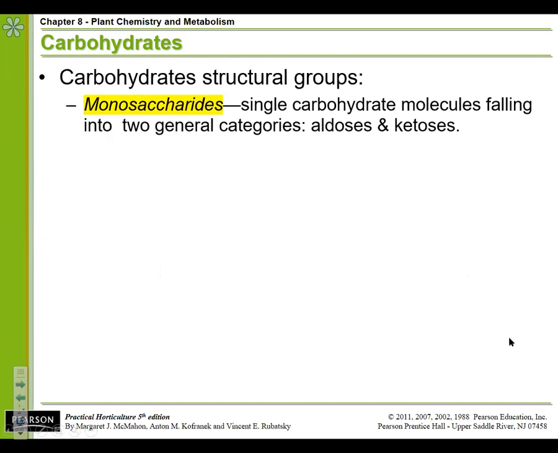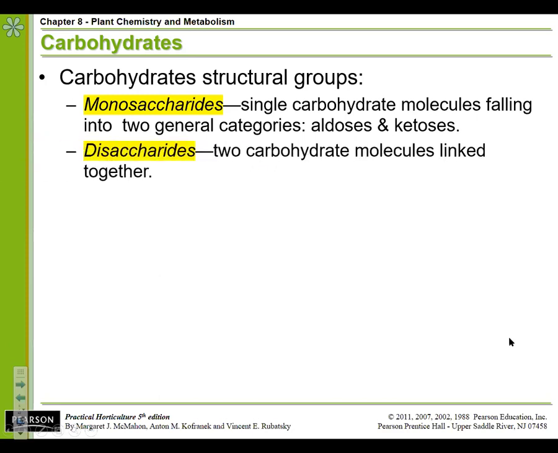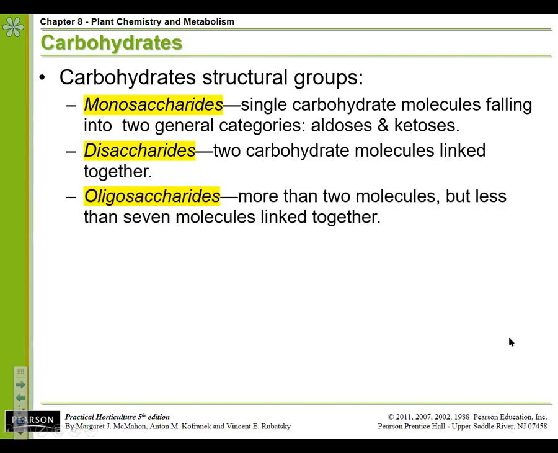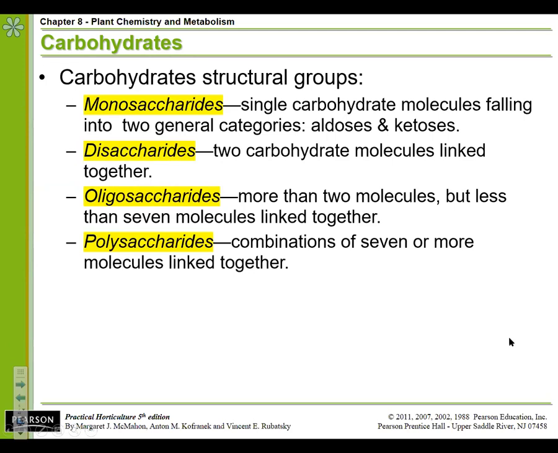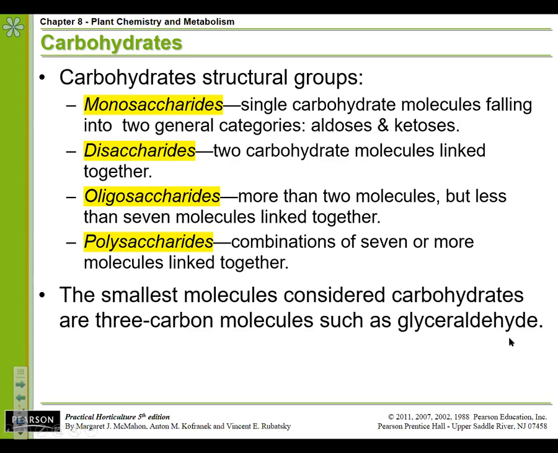So the structural groups of these carbohydrates start off with the monosaccharides, mono being one single carbohydrate molecule, and those are the aldoses and ketoses. Then we have the disaccharides, which are two carbohydrate molecules linked together. The oligosaccharides, which are more than two but less than seven linked together. The polysaccharides, which are combinations of 7 or more molecules linked together. And think of saccharide as sugar, pretty much.